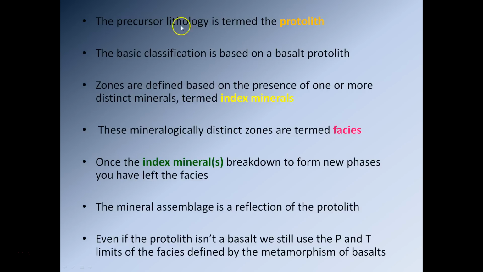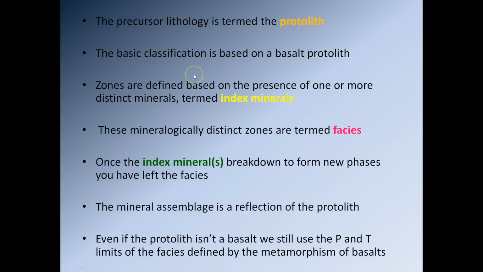So the precursor rock that's about to be heated up or exposed to high pressure and temperatures is referred to as a protolith. So that's the starting material. The protolith will be heated up and the minerals within the protolith will change to give you a new rock, a metamorphic rock. The basic classification for metamorphic rocks is based on the metamorphism of a basalt protolith. So when we talk about the minerals in the general classification, we are just talking about what happens when you metamorphose a basalt.